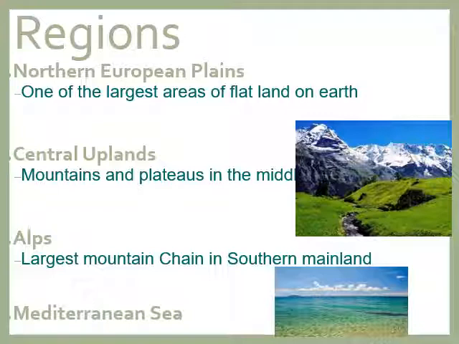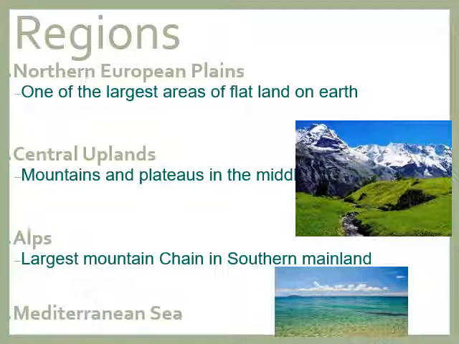The next one we'll talk about is the central uplands, and the central uplands are kind of that transition from the northern European plains up into the mountains. The central uplands has some of the smaller mountains as they're getting closer to the Alps, but also many of the plateaus, the flat-topped areas with sheer cliffs on them, are found in that central uplands area.